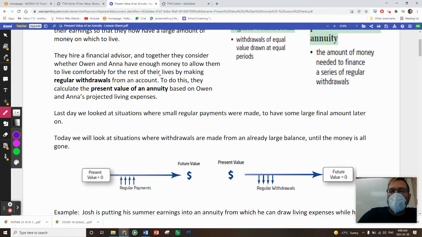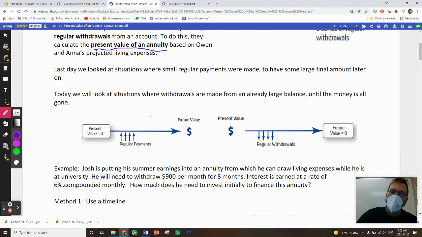To do this, they calculate what's known as the present value of an annuity, which is a fancy way of saying how much do I have to have saved up in order to make regular withdrawals for a certain amount of time. And yesterday, we did situations like this.